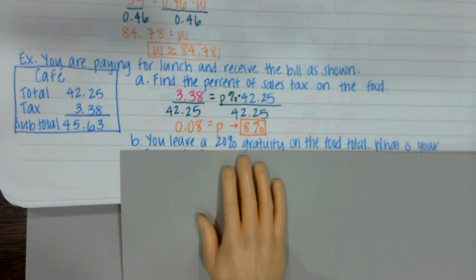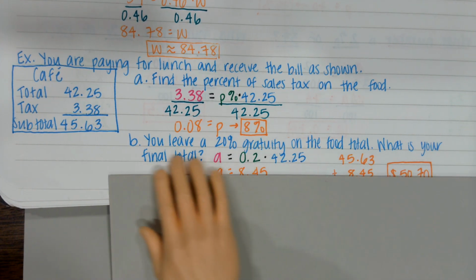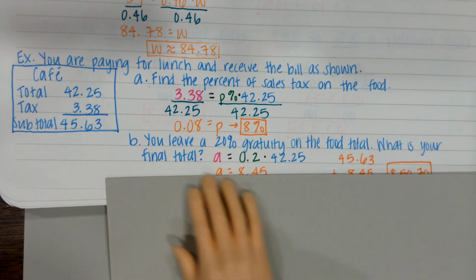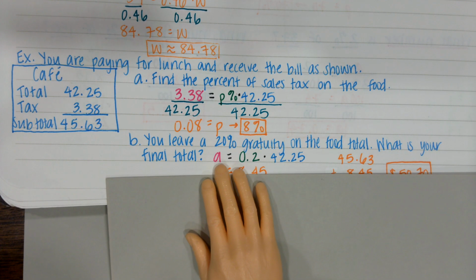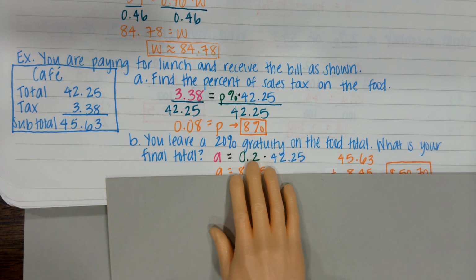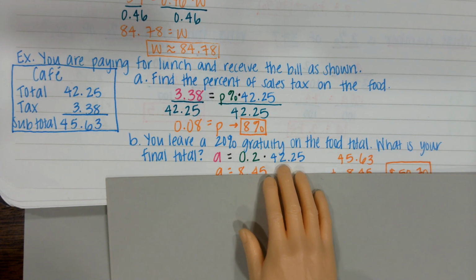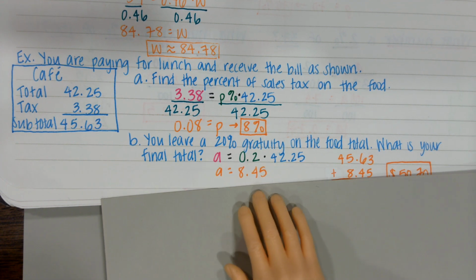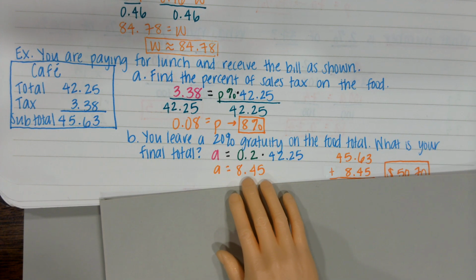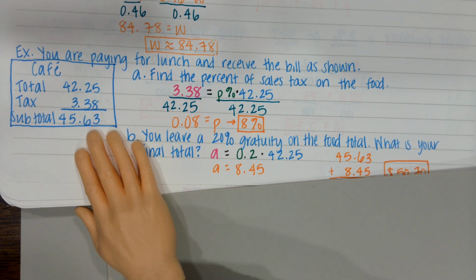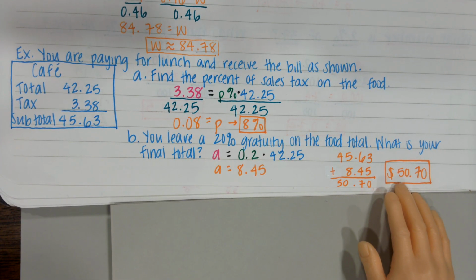Then it says you are leaving a 20% gratuity, which is tip, on the total of the food. What is your final total? So I don't know what my part is of the gratuity that I'm paying, but I do know I'm paying 20% of what was on the food total. So 0.2 times 42.25 is 8.45. So I'm leaving $8.45 as gratuity and adding that onto my subtotal. So my final total, when adding all of it together, is $50.70.